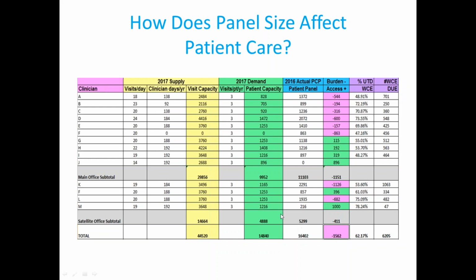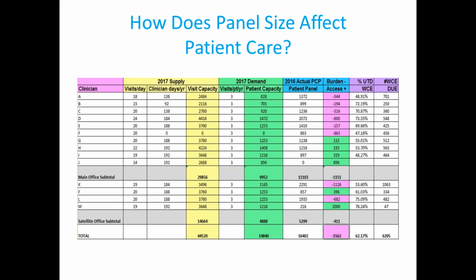So Dr. A and Dr. K have significantly supersized panels, and their up-to-date with well child rates are 53% and 48%. But also we see Dr. D and Dr. L with supersized panels, and yet their well child rates are 73 and 75%. And what we found is that they actively encourage their patients to schedule far in advance, and this keeps their patients more up to date.